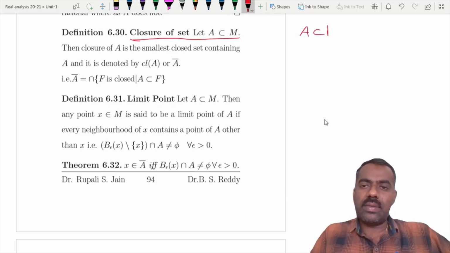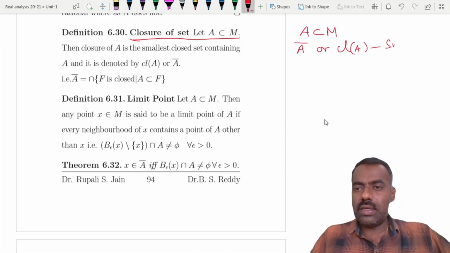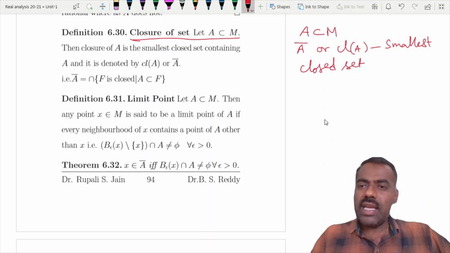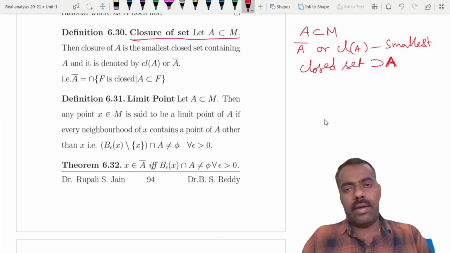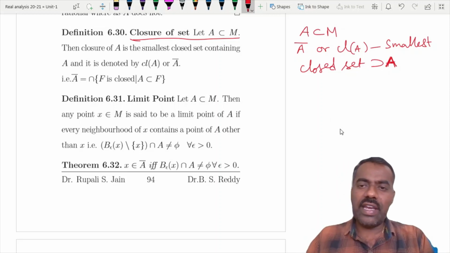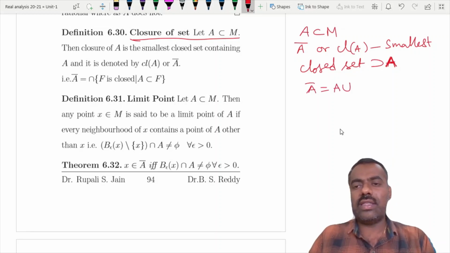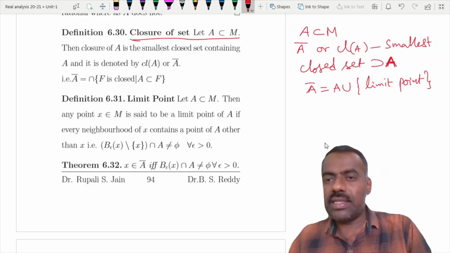Start with A a subset of M. Then what is meant by the closure of A, which we usually denote by A bar, or CL of A, is nothing but the smallest closed set containing A. Any smallest closed set containing A, we call it the closure of A. Other books define it in another way, saying A bar is actually A union together with something called limit points, which we will define later. But all are the same, we will see that, right?